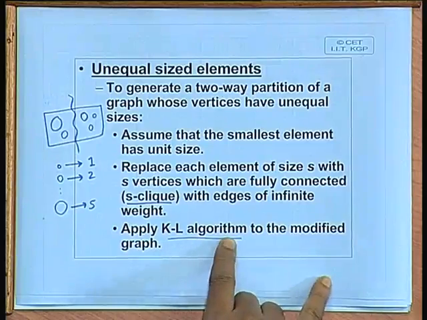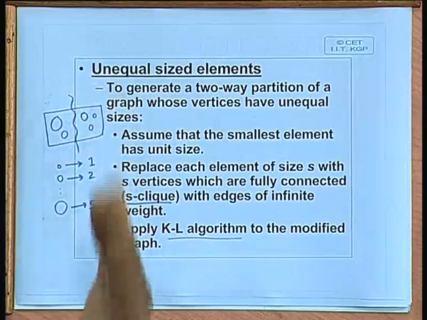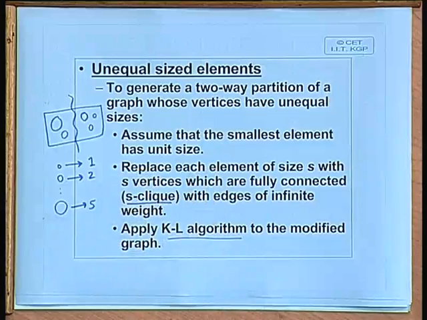Can it be a combination of these two? It can be a combination of these two also, because before applying the Kernighan-Lin algorithm we will have to start with a partition. That partition can be equal, it can be unequal. Yes, true.